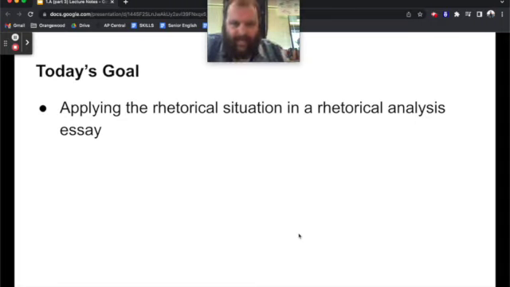You're not writing an essay yet. We're not there. We're just trying to start piecing together how we would go about marking up a text for these specific ideas in preparation for an essay. All right, so that's the goal for today.